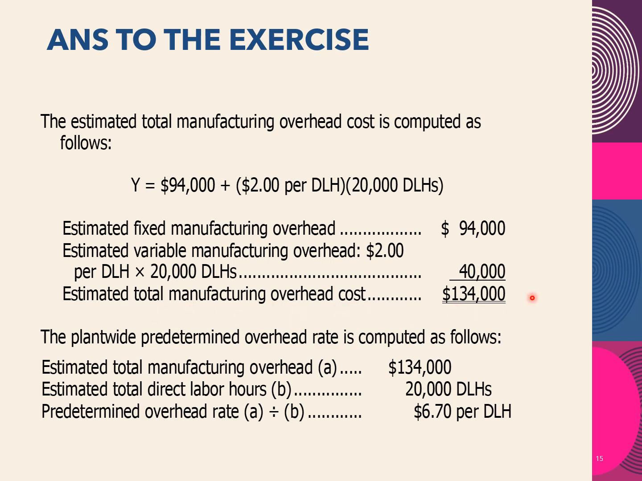The next step is to take the $134,000 divided by the estimated total direct labor hours, which is 20,000. Then you will get the answer for the predetermined overhead rate. That is $6.7 per direct labor hour.